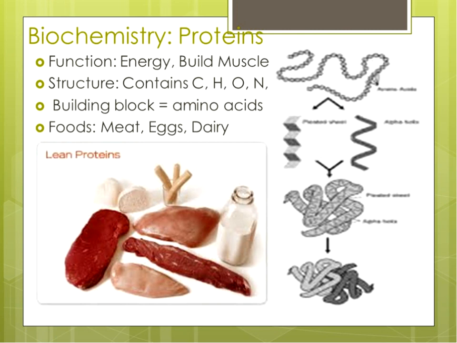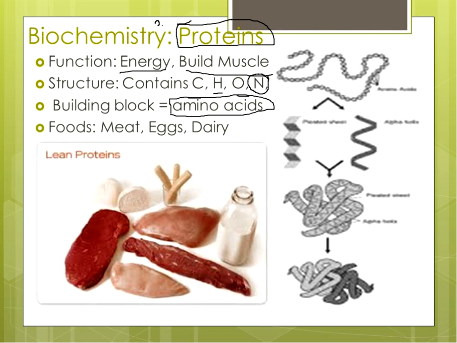Proteins is another one. Proteins, that's our third macromolecule. They also do energy and build muscle. They contain carbon, hydrogen, oxygen, and nitrogen. Nitrogen is the additional element. The building block for them are amino acids. So amino acids build proteins. And the foods that are found in them are meat, eggs, and dairy. Now, I know that visual to the right is a little bit blurry, but I'll do my best to explain it.